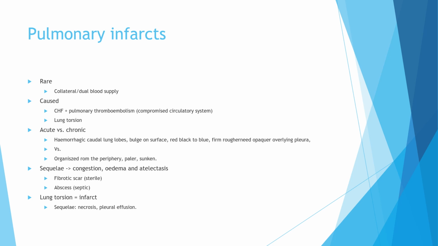Pulmonary infarcts are unlikely because of the collateral blood supply that you get. If one arterial supply cannot supply the oxygen-rich blood, then the other arterial supply within the lung can do so. Congestive heart failure and pulmonary thromboembolism both compromise the circulatory system because the lungs are already hypoxic due to vascular status. And the sequelae there would be congestion, edema, and atelectasis, involving mostly the larger vessels.